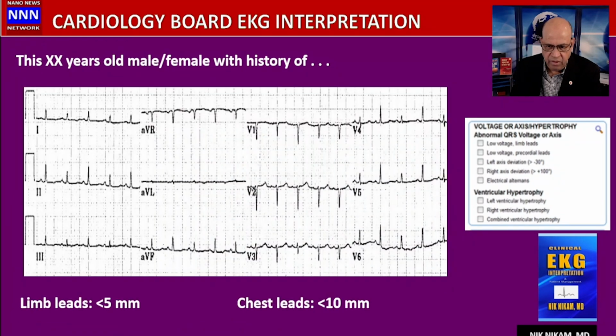Here's an example of reduced voltage in the alternate beats. It's also called electrical alternans, and whenever we see electrical alternans, we have to think about conditions that can cause electrical alternans. One is like a swinging heart that we see in patients with large pericardial effusions.